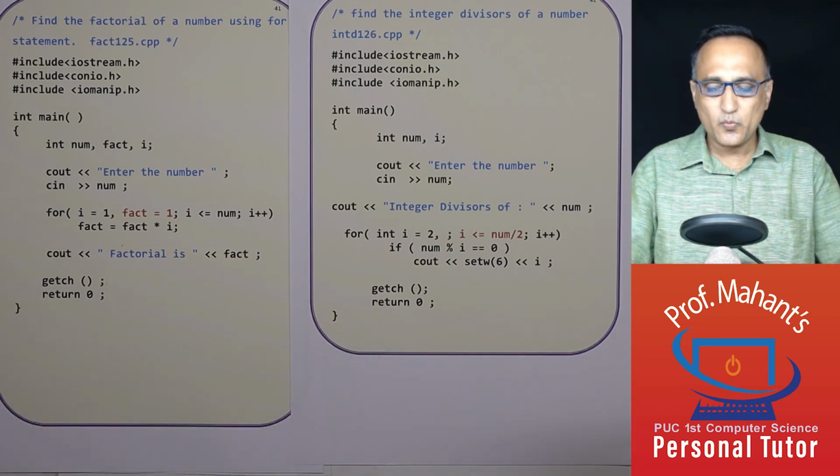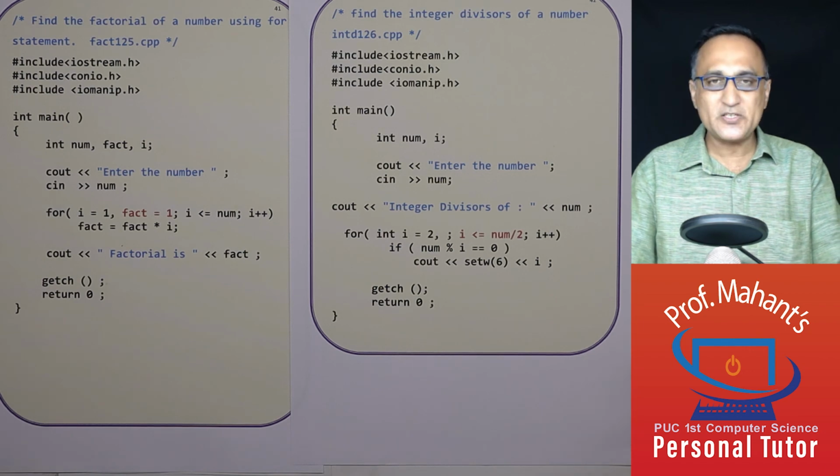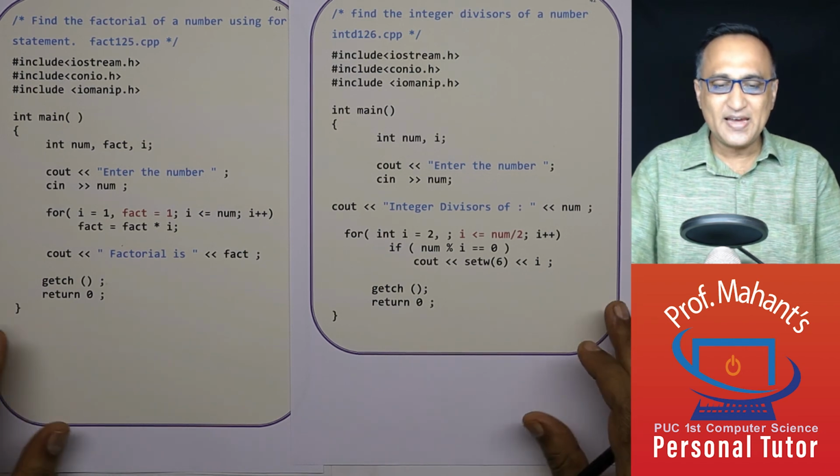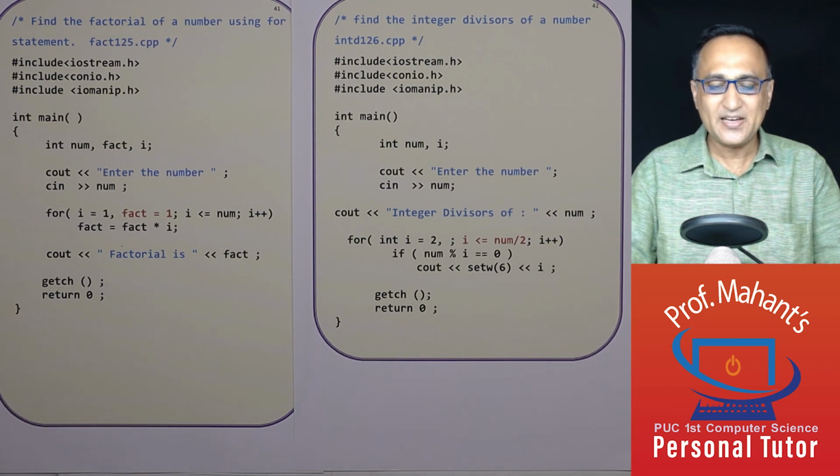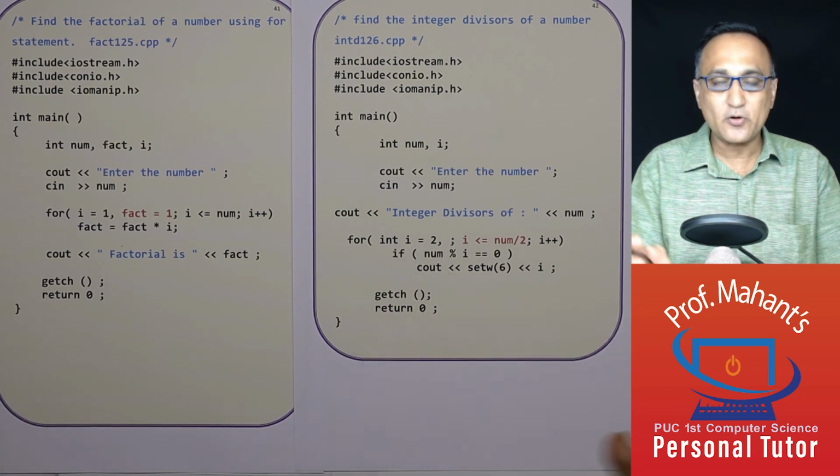So in this session we discussed two problems. One is to find the factorial of an integer, and the next is to find the integer divisors of a number other than 1. That's why I have started I from 2.